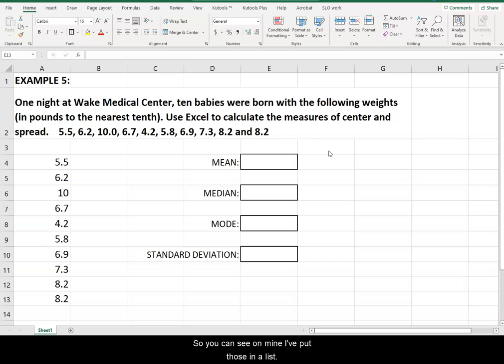Okay, so you can see on mine, I've put those in a list. Each one in its own cell. That's the way you have to do it for Excel to calculate. They can't all be listed together.